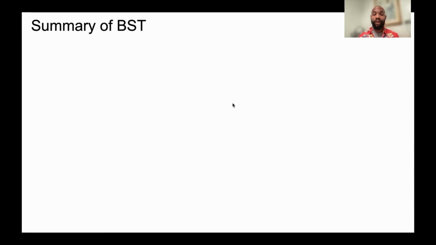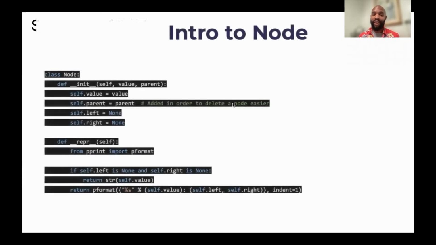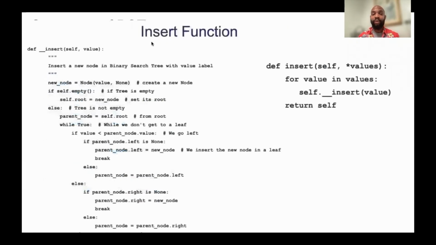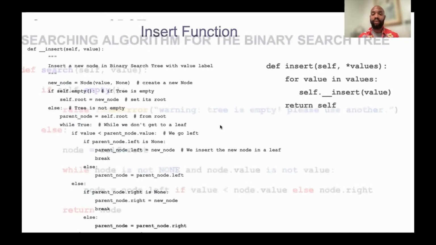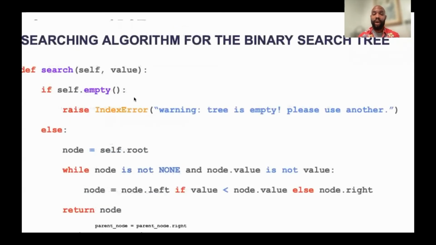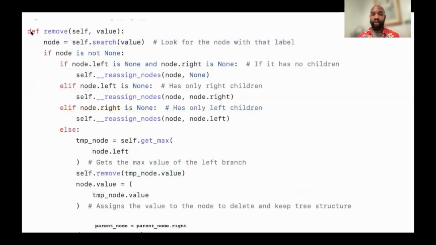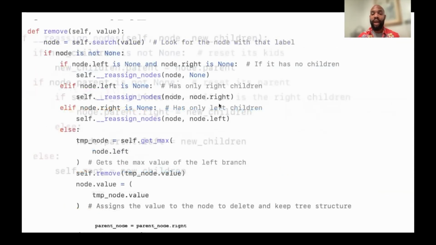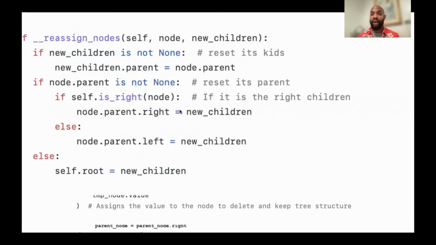All right, great. So in summary, we were able to see how the binary search tree algorithm works. Digonto was able to explain to us how the nodes are created. Mustapha was able to explain to us how the insertion algorithm works. Ibrahim was able to explain to us how the searching algorithm works. Linqing was able to explain to us the removal and the reassignment of nodes.